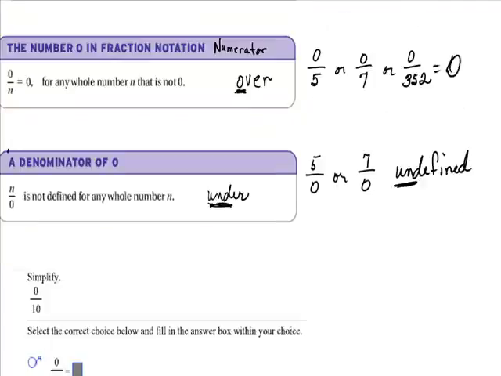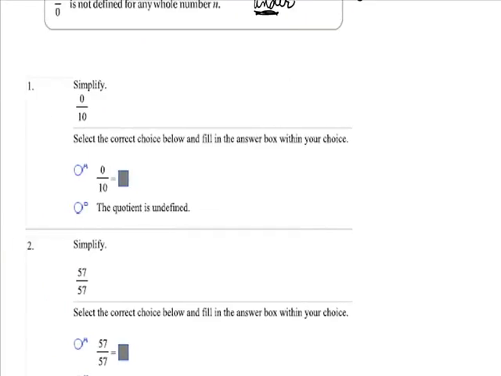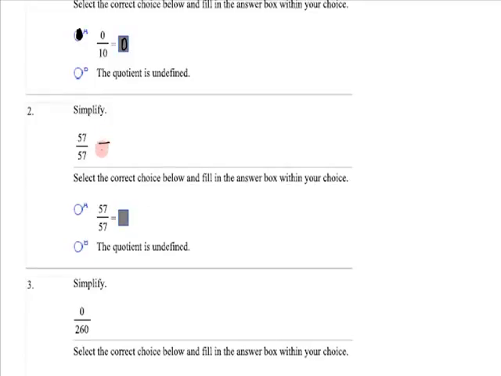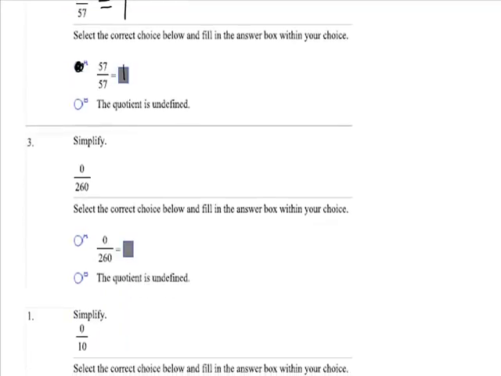Okay, let's simplify each one of these. Problem number 1, 0 divided by 10, 0 over 10. It's over. When it's over, it's equal to 0. So you will choose A and then put in a value of 0. 57 divided by 57, any number over itself, is equal to 1. So you'll choose A and put a 1. Number 3, 0 over 260. Over is equal to 0. So it's A, 0.